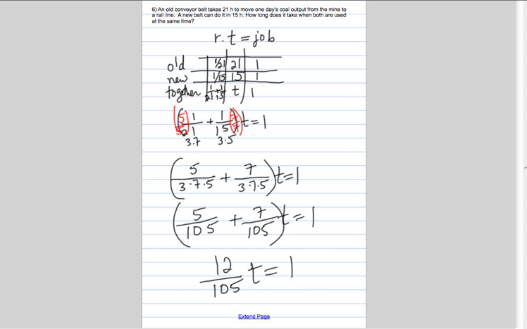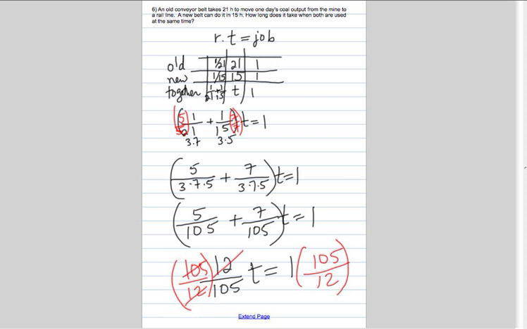T is multiplied by a fraction. To undo this multiplication of the fraction, we can either divide both sides by 12 over 105, or we can multiply both sides by the reciprocal of the fraction that we're trying to get rid of. That's a better way of doing this. Instead of dividing by a fraction, multiply by the reciprocal.